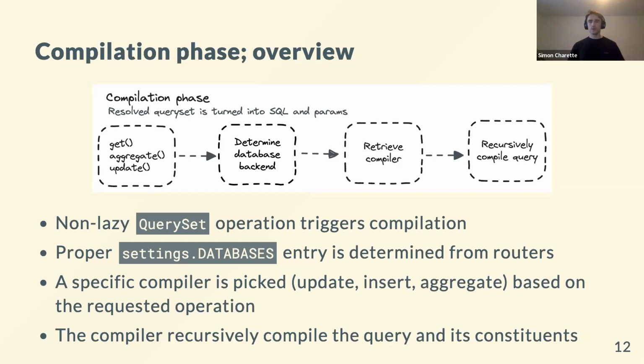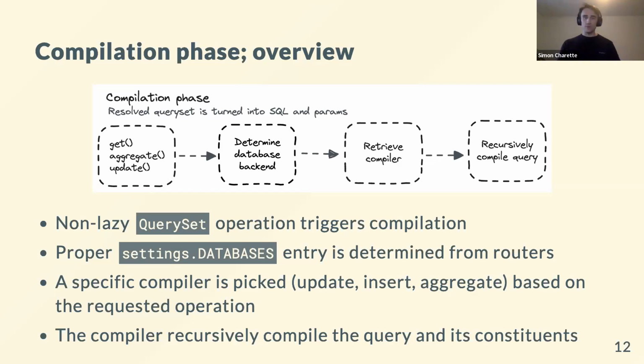So for example, get, aggregate, update, first, like all of these methods that actually get to the database trigger the compilation because the query needs to be turned into actual SQL to get executed. When it's triggered, the proper database entry is determined from the routers. So depending on which model you're writing to, the right database backend is going to be picked. So it could be Postgres, SQLite, whatever you have defined there.